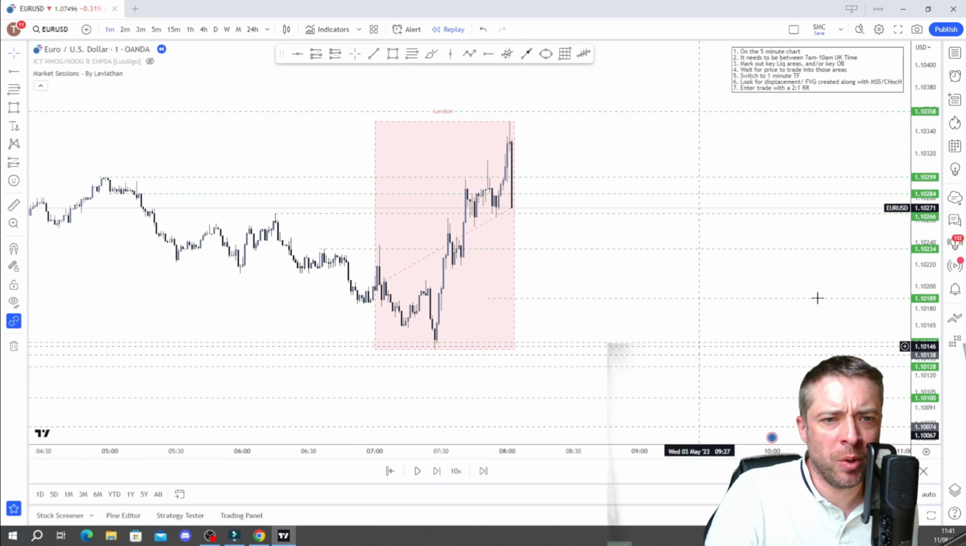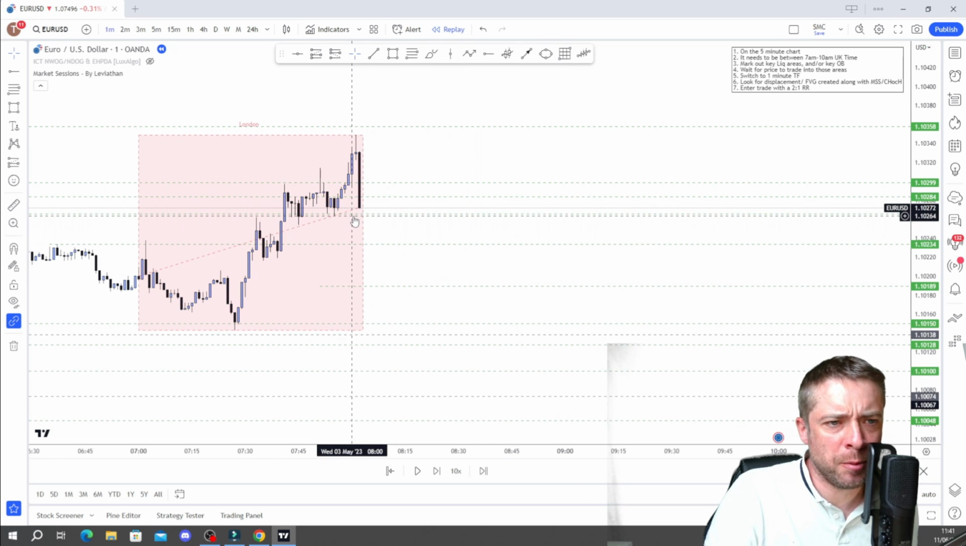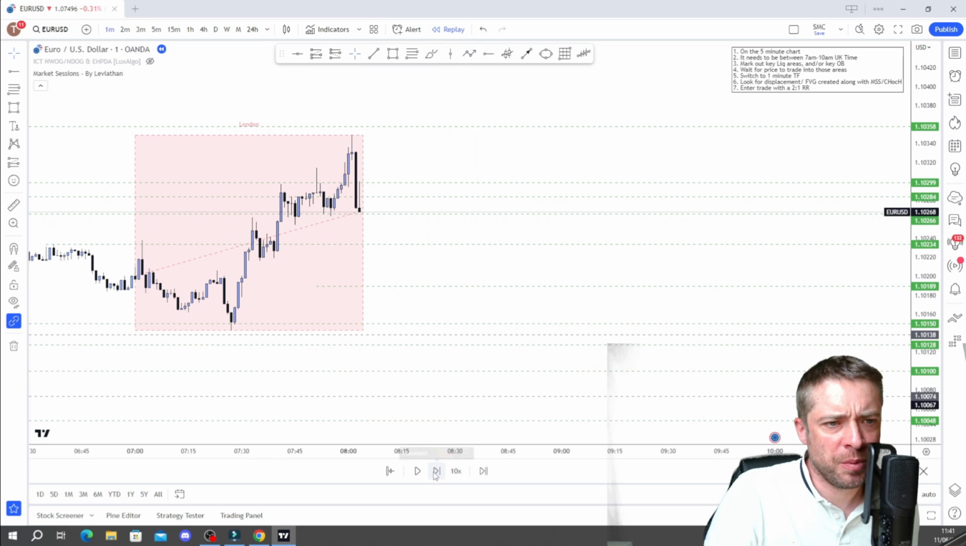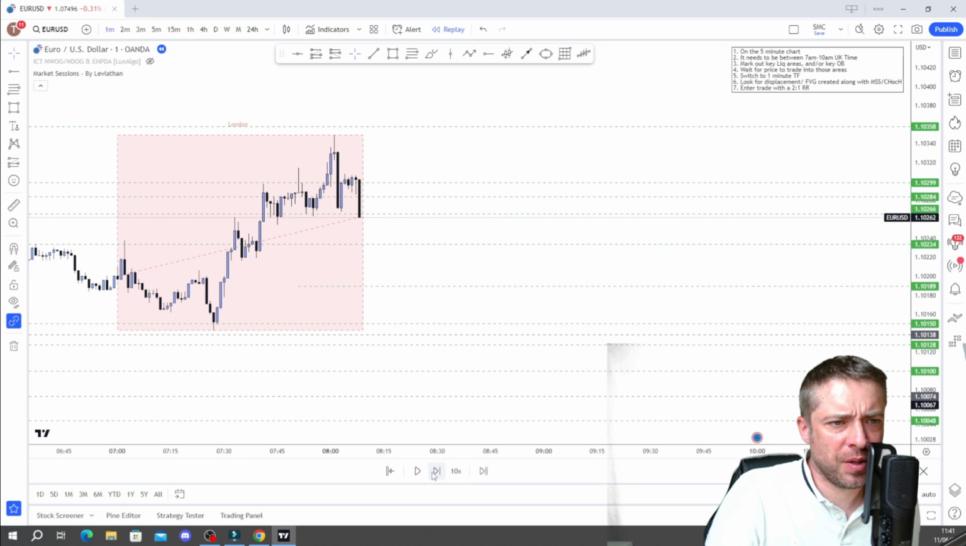Let's keep playing. Oh, that is a big displacement candle. If we close the next candle below here, I'm entering short. We haven't. We have now.